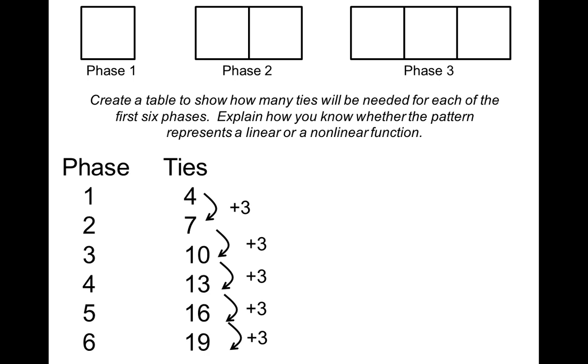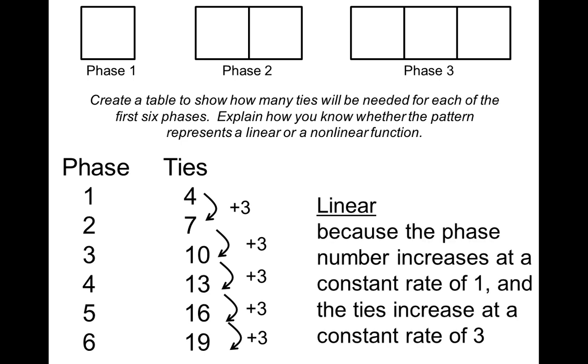Now we'll be talking a little bit more about linear and nonlinear relationships later on in this course. But for now, if you take a look at how the phases and the ties are changing, what you'll notice is that the phases are increasing by a constant value of 1, and the ties are increasing by a constant value of 3. And because of that, this is a linear function. If the phases increase at a constant rate and the ties increase at a constant rate, then we would have a linear relationship.